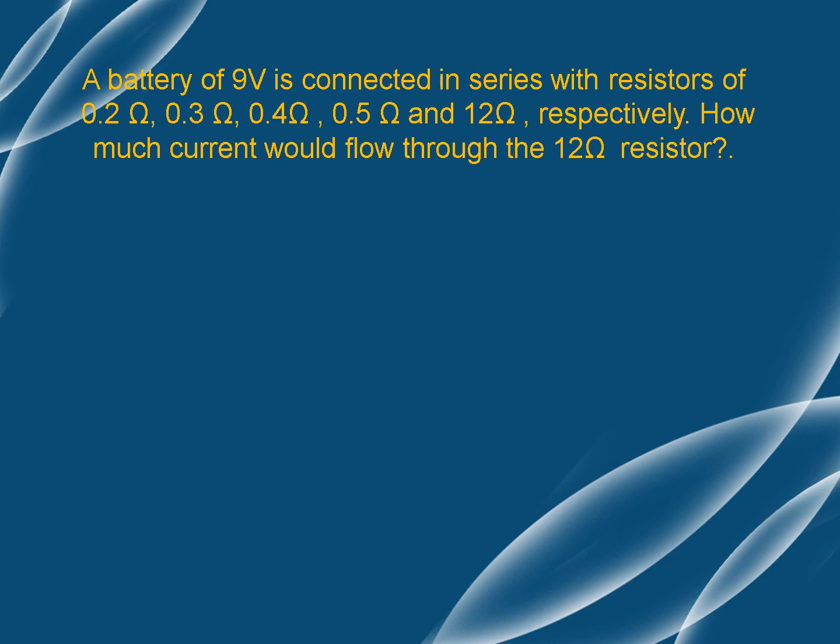Next we have a battery of 9 volt that is connected in series with resistors of 0.2 ohm, 0.3 ohm, 0.4 ohm, 0.5 ohm and 12 ohm respectively. How much current would flow through the 12 ohm resistor?